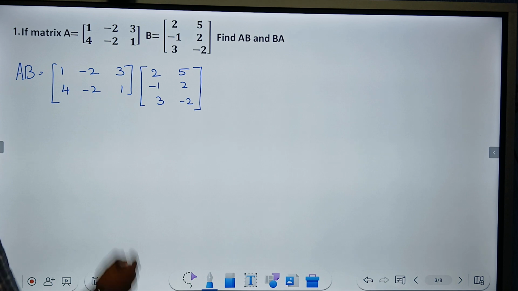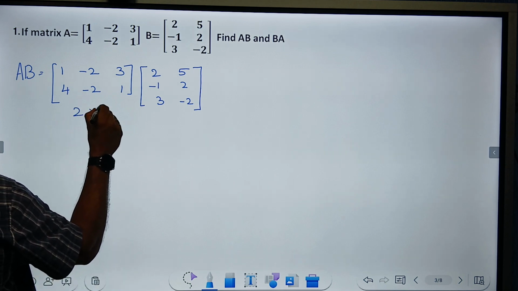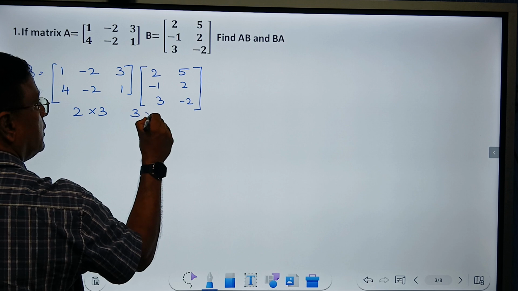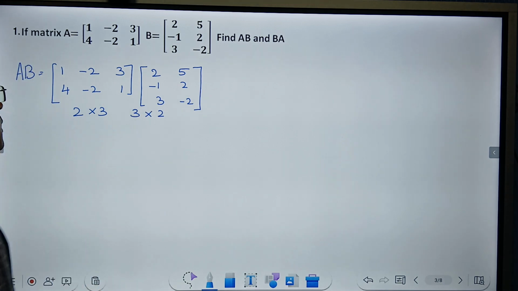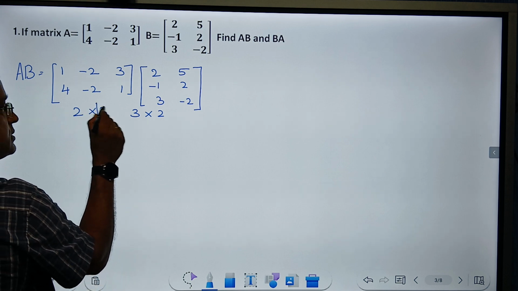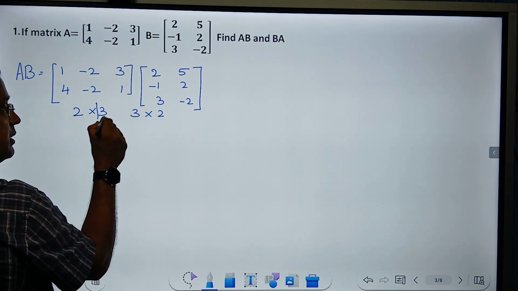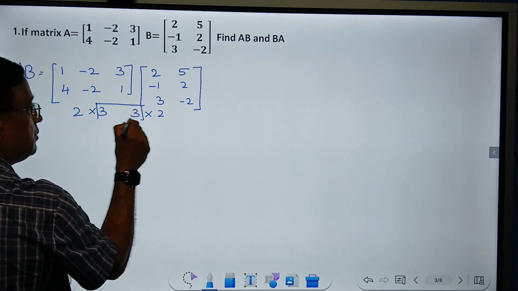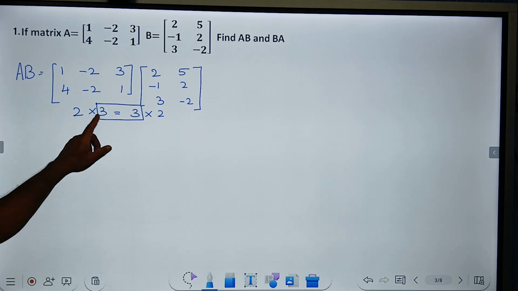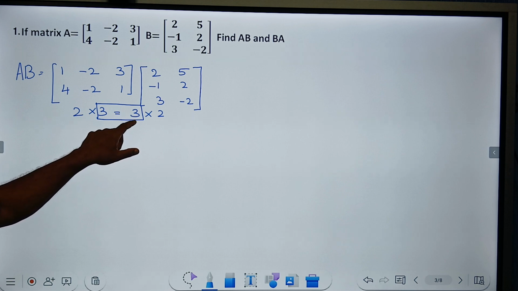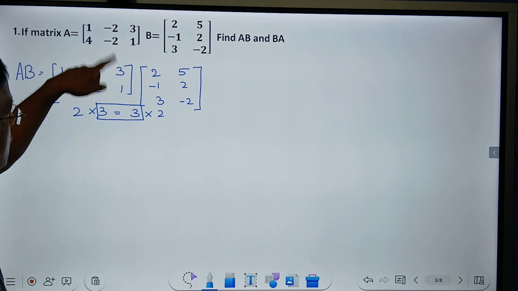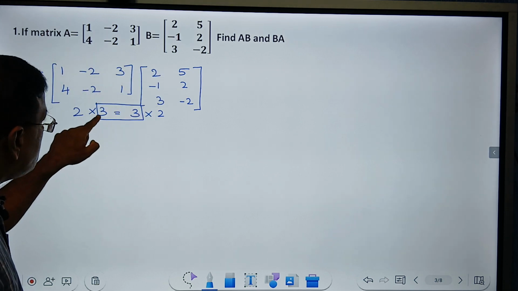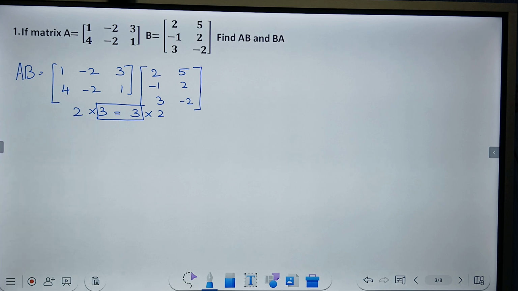Okay. Now what is order of A? 2 by 3. What's the order of B? 3 by 2. So first you cross check whether multiplication is possible. Number of columns of the first matrix, that is 3, is equal to number of rows of the second matrix. Number of columns of the first matrix, there are 3 columns and there are 3 rows. So number of columns of the first matrix is equal to number of rows of the second matrix.